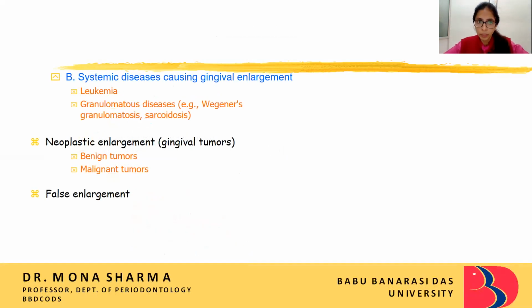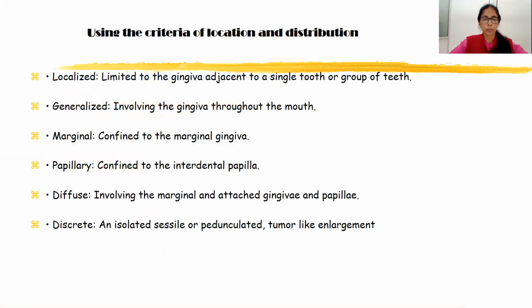Then due to certain systemic diseases, that is leukemia or granulomatous diseases, and neoplastic enlargement, that is, of course, as the name suggests, because of cancerous cells. It could be a benign or a malignant lesion. Lastly is the false enlargement.